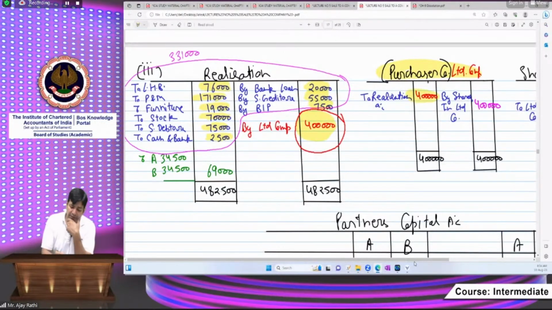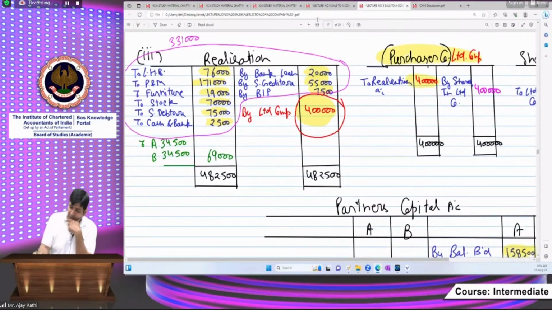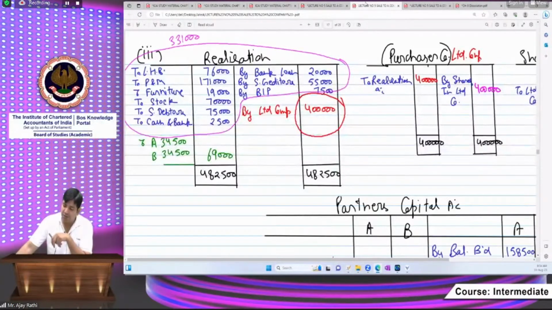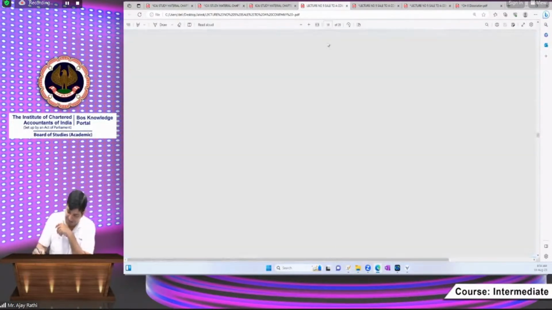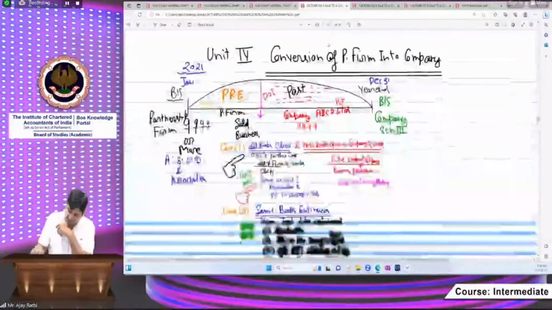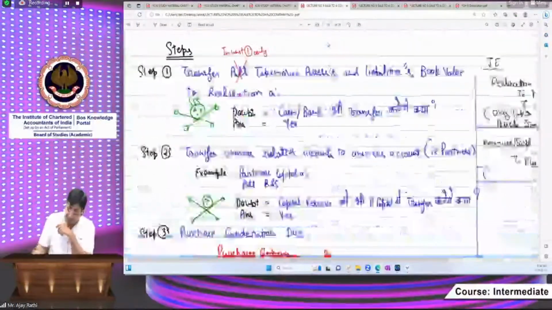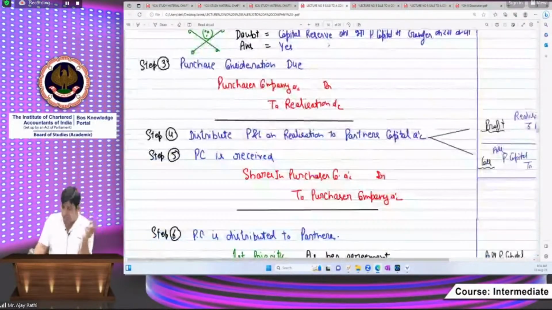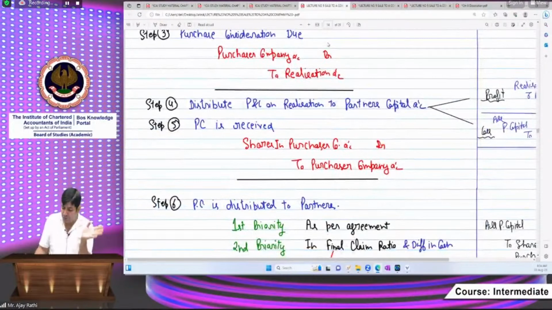Step number four. What are the steps? Can I show you the steps? Yes, sir. Please show. Okay. Since you are requesting, I am showing. Otherwise, I don't have any further interest. Yes. These are the steps. Step number first, transfer all the taken over assets and liabilities. Step number two, owners' accounts. Step number three, PC must be due. Step number four, profit and loss on realization must be distributed.